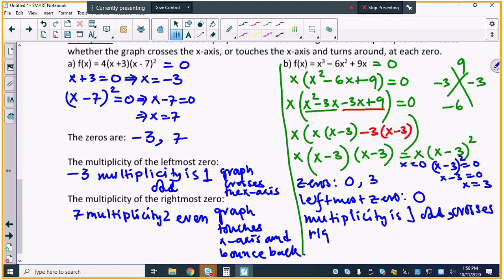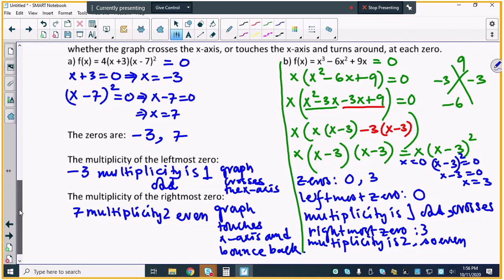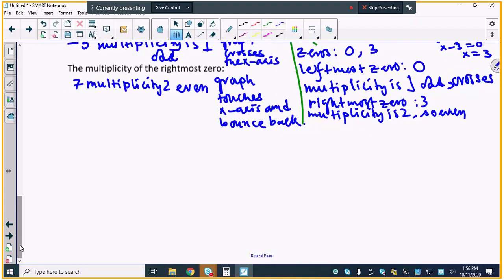The rightmost 0, whereas, is going to be 3. But 3 is there twice, so multiplicity is even, and that means it touches the x-axis and then bounces back. So it touches the x-axis and bounces back.